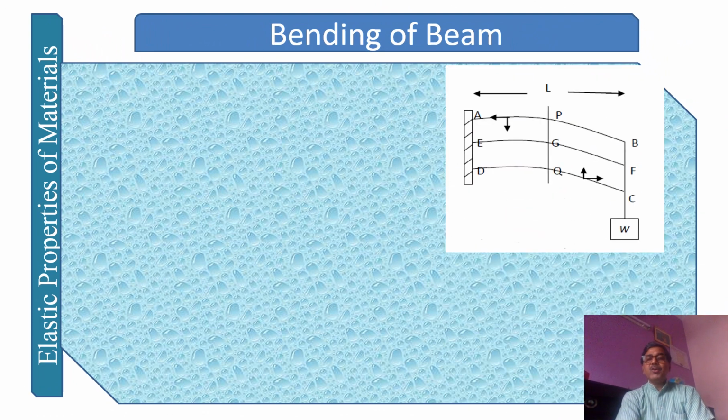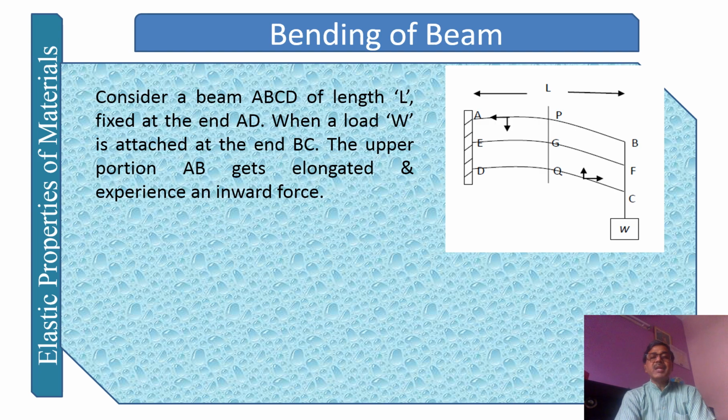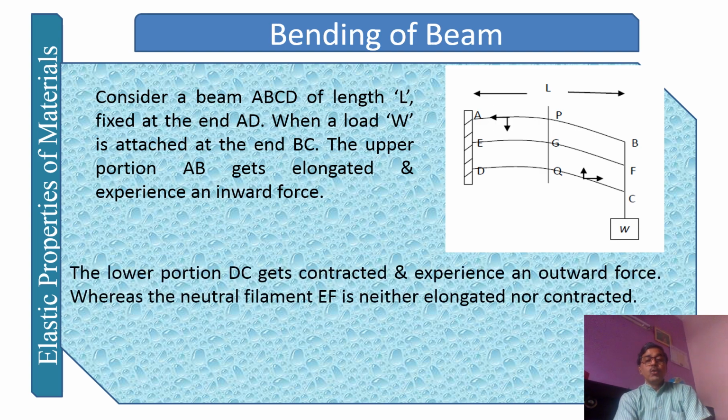What can we find over here? The same cross-sectional area we are showing over here, on which we have put a particular load. Consider the beam ABCD of length L, and W is the load that we have given. The upper surface is getting elongated, and of course it will feel a force, and the lower surface is getting contracted, and because of that you also have a force. So the lower portion DC gets contracted and experiences an outward force, whereas the neutral filament EF.